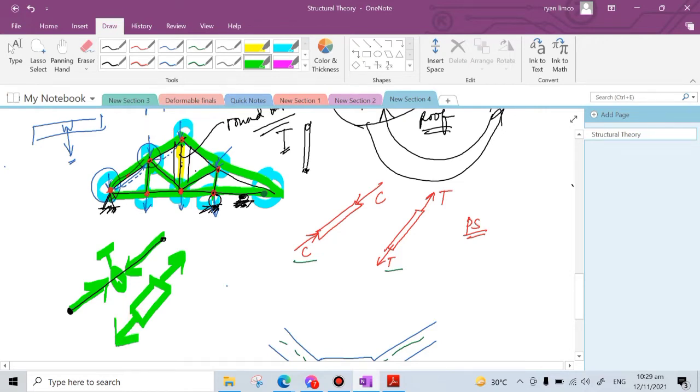So, ang pinag-uusapan natin dito is the joint. So, if this is the joint, if it is away from the joint, that is tension. If this is the joint and it is towards the joint, that is compression.